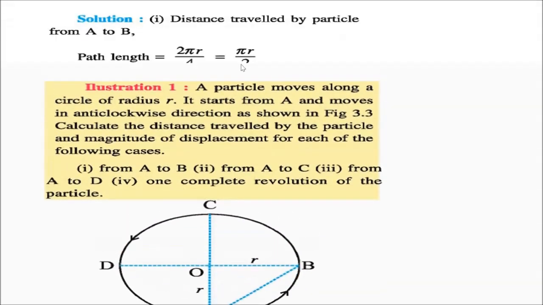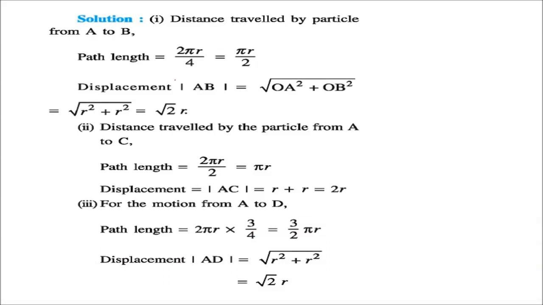So this is what is being shown here. Distance traveled by a particle from A to B is 2 pi r by 4 in the first case, A to B. And the displacement is under root r square plus r square, that is under root 2r. And from A to C, it will be 2 pi r by 2, because the whole circumference is 2 pi r. So it will be 2 pi r by 2, that is pi r.